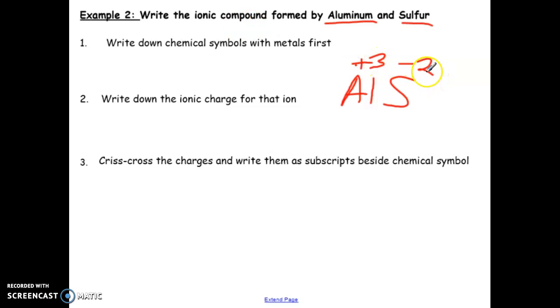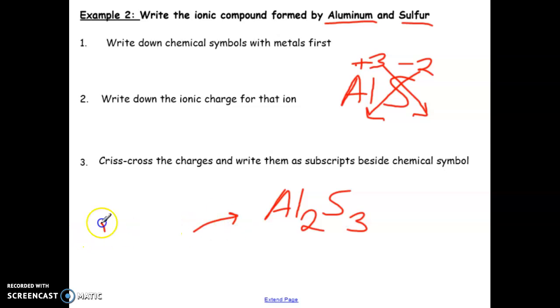So when we crisscross this down, the 2 will come down beside aluminum, and the 3 will come down beside sulfur. Remember, we don't write in the positive and negative symbols. So here our chemical formula is Al2S3. Remember, this is called the formula for that compound. If you're asked to write out a chemical formula, this is what they're referring to, the symbols with the subscripts.